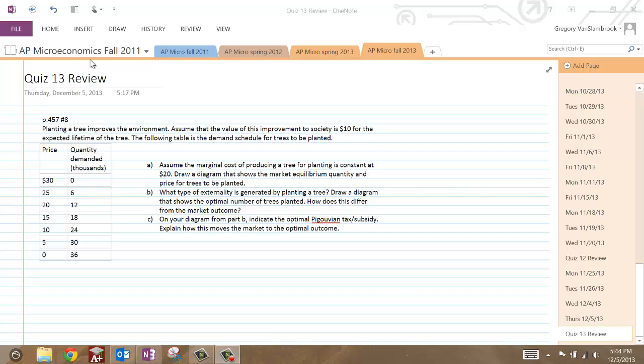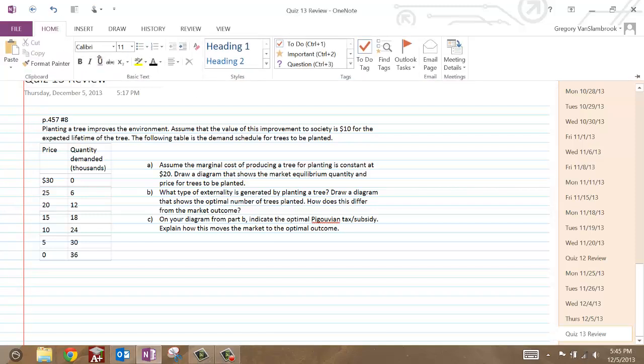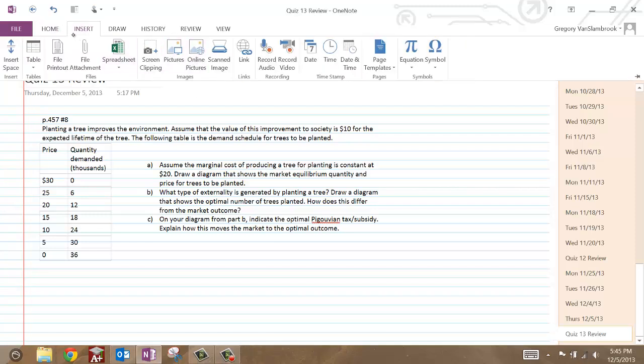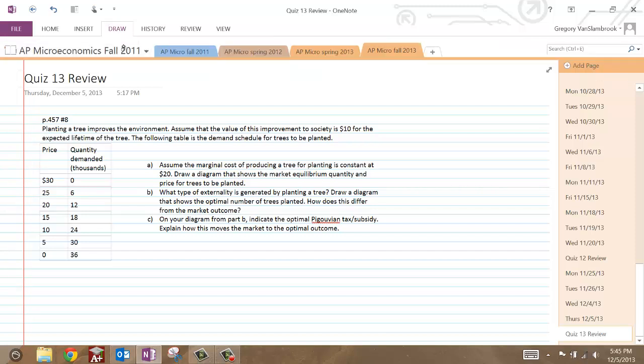All right, welcome to our review session for Quiz 13. Topics are externalities and public goods. And we're going to start with an externalities problem that comes out of the back of the textbook chapter, one that we didn't go over in class, page 457, number 8. And this would be a good one for prep for the quiz tomorrow, obviously.